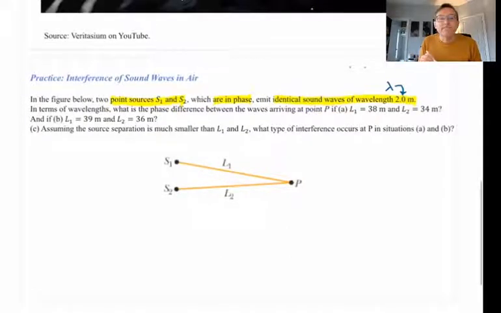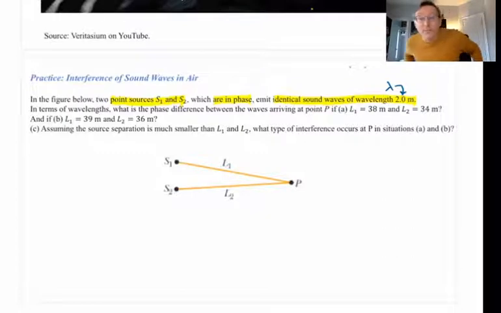See it. All right, now the wording here is a little bit different than I would choose. I took this out of your book, but it is wording that you will hear people say, so we might as well get used to it. Here's the wording. In terms of wavelengths, what is the phase difference between the waves arriving at point P?